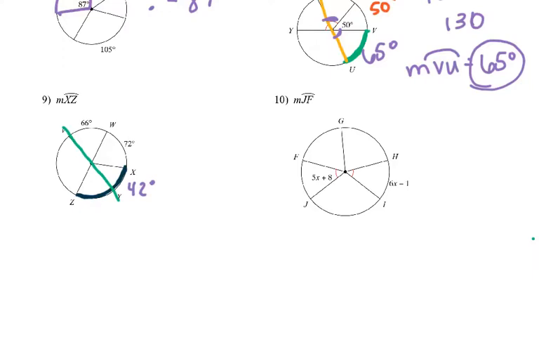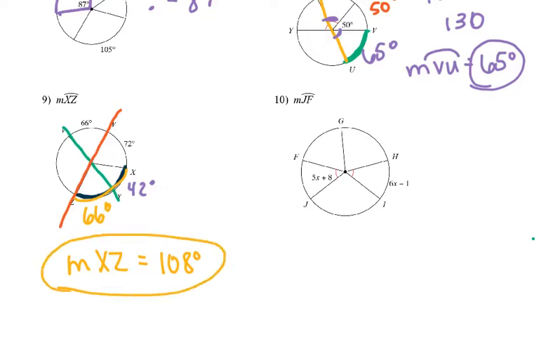Okay, and then we have another diameter here, so we've got another 180 degrees, and we're going to take away this 72 and this 42 and be left with that arc XY. So 180 minus 72 minus 42 is 66 degrees. And then the measure of arc XZ is the sum of those, because we start at X and finish at Z: 66 plus 42, which is 108, I believe. And there's the measure of our arc, 108.